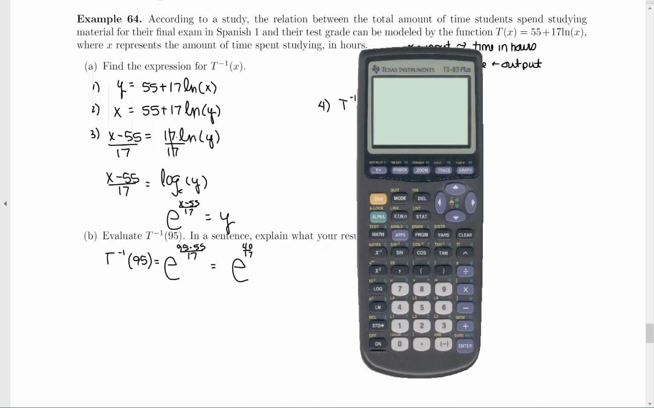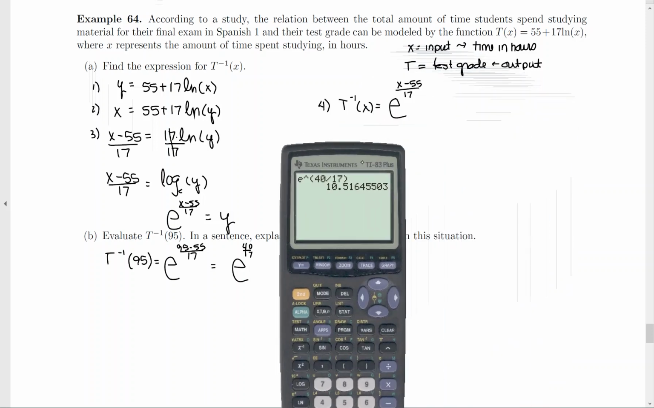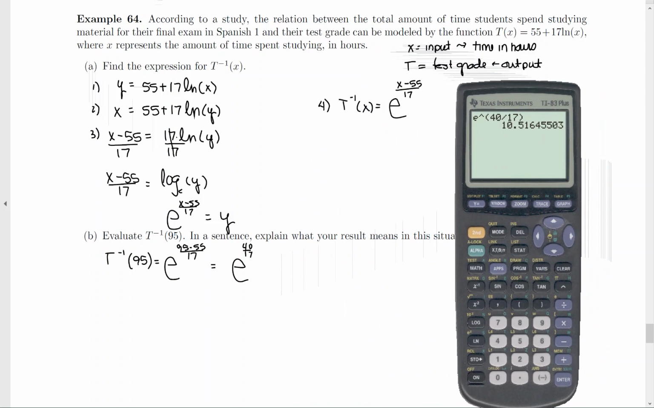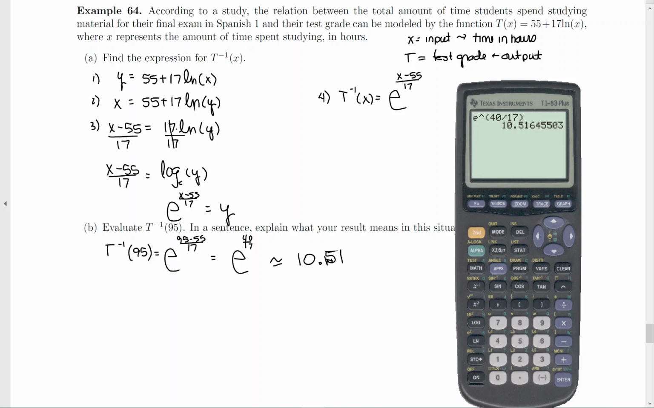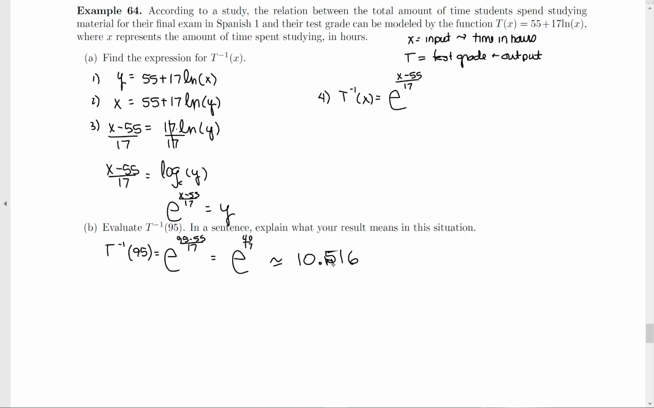So take e, do second and the ln button, and raise it to the 40 divided by 17, close parenthesis. And I get 10.5164, a bunch of digits. It doesn't say how many decimal places to round, so let's just give them a couple here. Approximately 10.51. And now we've got to go back and think, what the heck did we just find? Actually, I'm going to go 10.516, just depending on where you're rounding. I mean, if you're going to round to one decimal place, this would be about 10.5 because the 1 isn't big enough to bump that up.